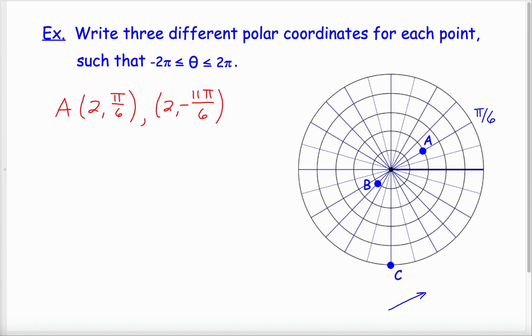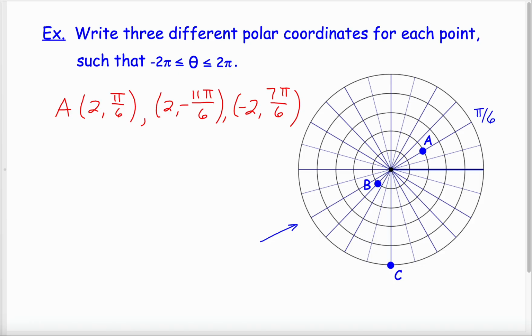And then I still have to write this a third way. Well, I can't keep going around the circle there because I'll be outside my negative 2 pi to 2 pi. But I haven't used the negative r. So what if I think of this angle here and then r would be negative 2. So I could also write this as negative 2 comma, and what's that angle? That's 7 pi over 6. And now I've written it 3 different ways.